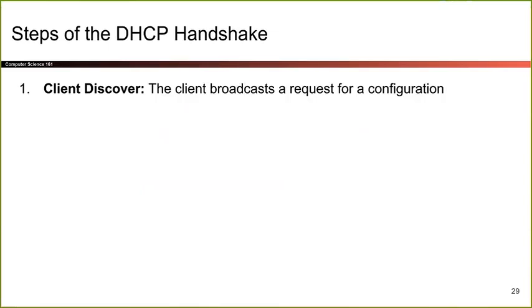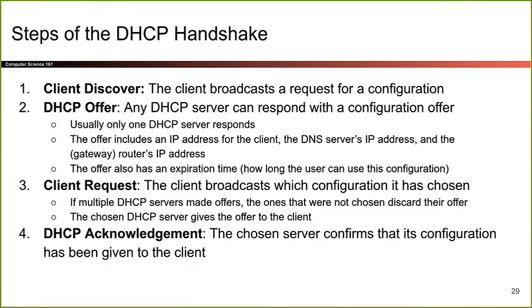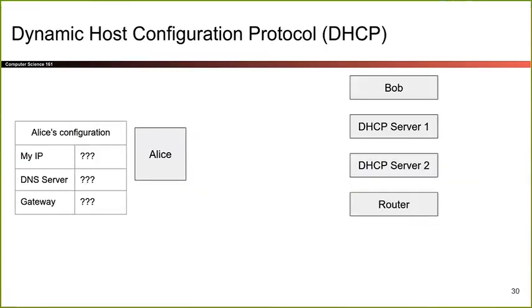Okay, so here are the steps again. Here they are in words, but we'll draw it in diagrams because I like pictures. So here we go again. Here's Alice. It is her first time connecting to the network, so she has no IP address. She has no idea where the DNS server is, and she has no idea where the gateway is. So she has no idea where anything is, and she has no idea who to contact for any of this stuff.